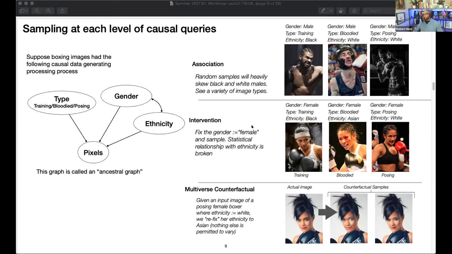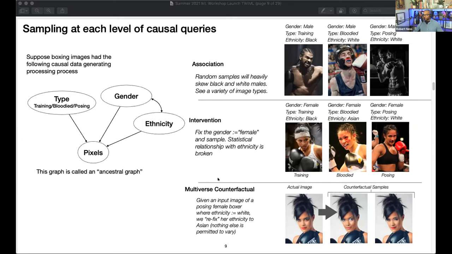Now, if we do the intervention, we say, all right, I'm going to fix gender to female. When I fix gender to female, all of these background processes that influence which genders and which ethnicities go into boxing are interfered with. I've broken that relationship. That's different from probabilistic conditioning on evidence. I'm going in and changing the system with an intervention, kind of like rewriting a line of code in a function. Now this rewritten model is generating only images of females.